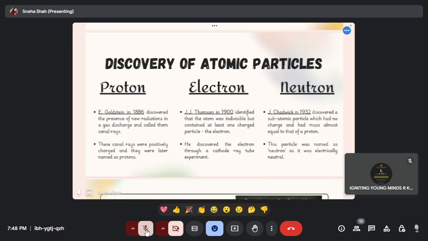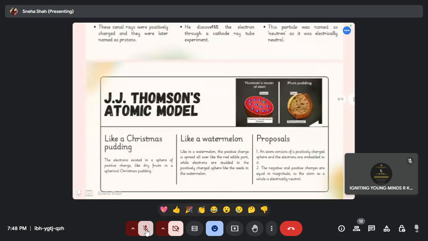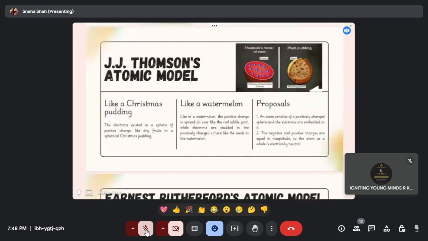So the first scientist that gave the arrangement was J.J. Thomson. His theory was simply a theory, based on certain less effective experiments. He simply said that the atom must be like a Christmas pudding, like a cake, like a watermelon. What he meant by that was that the entire edible red part of the watermelon is the positive charge, and the seeds of the watermelon are the negative charge.